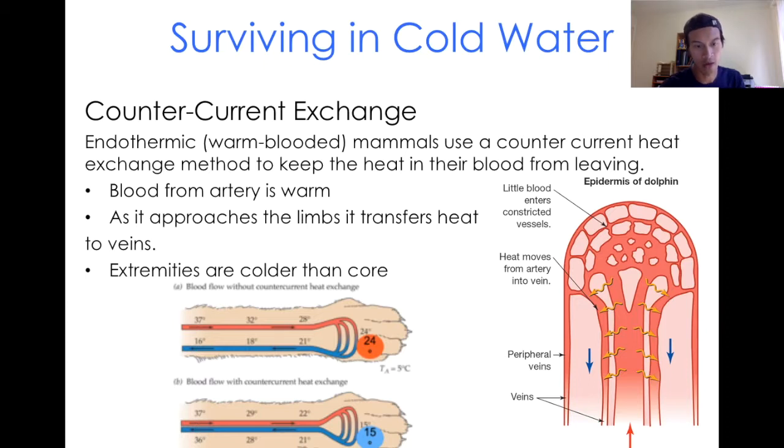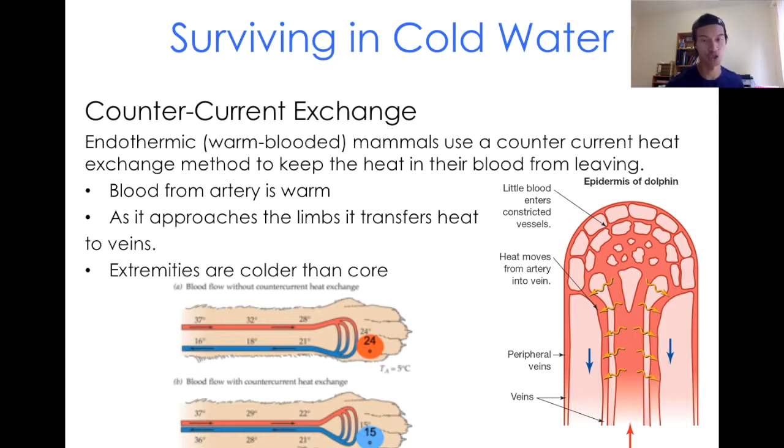If it has a countercurrent heat exchange system, the veins and the arteries are closer together, and so it starts at 37, but it will lose heat faster, and it will lose the heat to the veins, and so it'll go from 37, 29, 22, and then down to 15 at the extremities. As the veins make their way back into the core, it will gain heat faster through the arteries, and it might drop by a few degrees or so, but it retains most of its heat coming back into the core. And so the animal doesn't have to worry about its core temperature dropping too much.